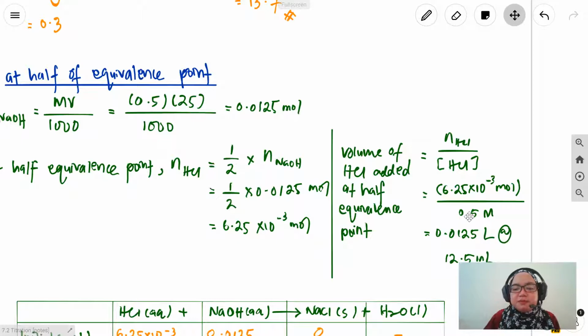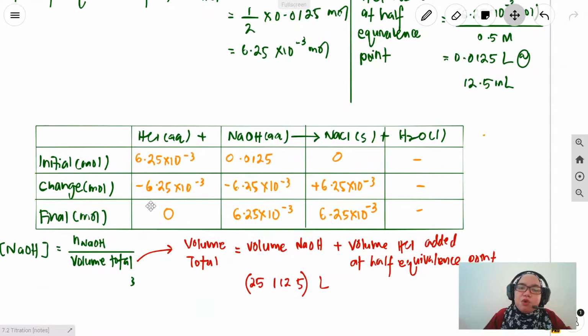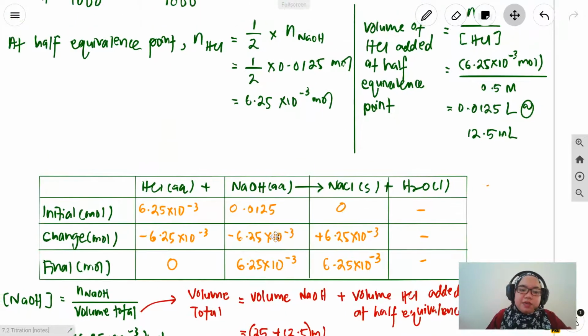Alright. So, now we are going to do the table. So, this is not an ice table. Dia macam ice table tapi bukanlah kita guna initial, change dengan final mole. Okay, so kita buat dia punya macam ice table. Chemical equation here. Okay, and now kita nak tengok. Sebab kita nak kira pH dekat half equivalence point, maksudnya kita kena tahu concentration of hydroxide ion or hydrogen ion dalam the solution lepas capai half equivalence point.